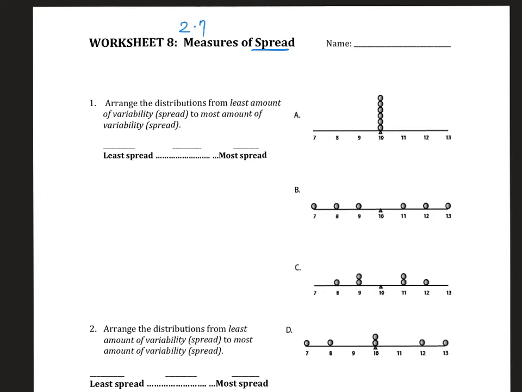So once we have the center of the data set, we want to measure how data values are spread from the center. Right? Are they all bunched up together like this, or are they more spread out like this or like that? It tells you another interesting property of the data values, so that's what we're going to study today.